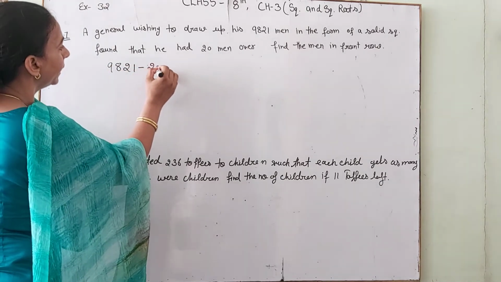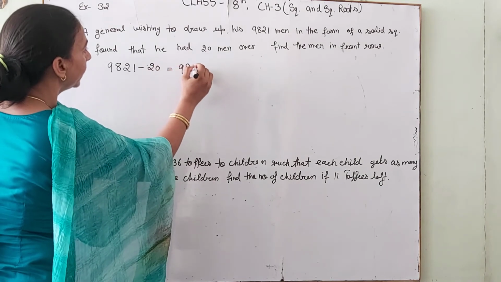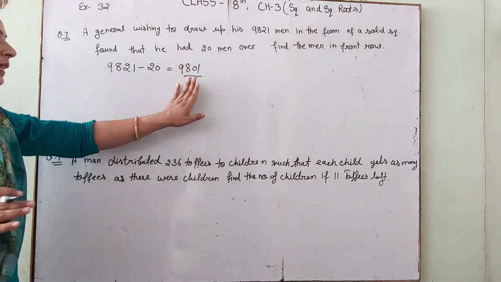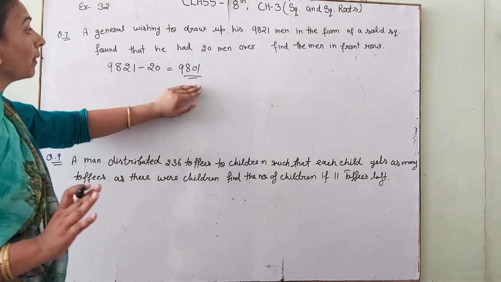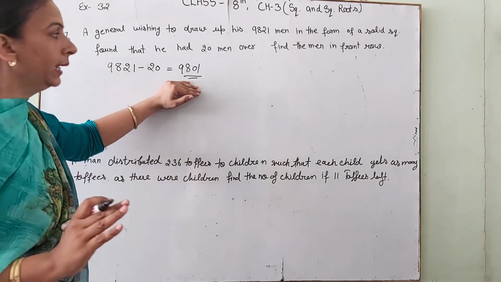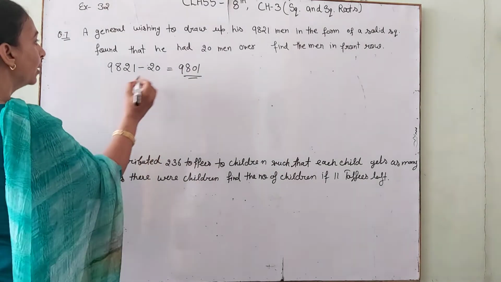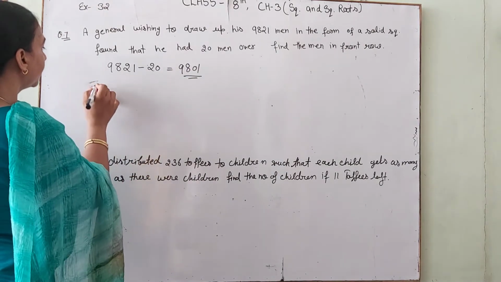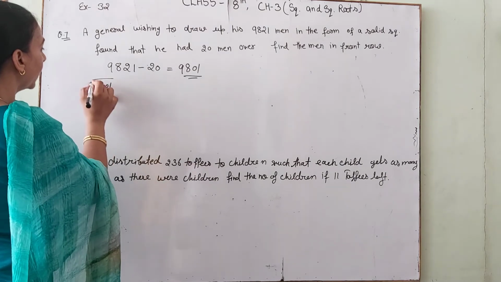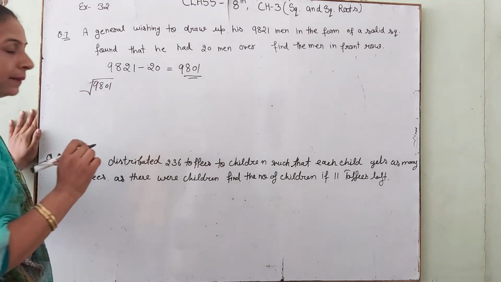9,821 minus 20 equals 9801. From these men we make a solid square. And we find the men in the front row, so we find the square root of 9,801. First we find it by prime factorization.